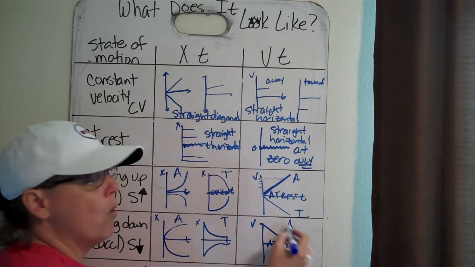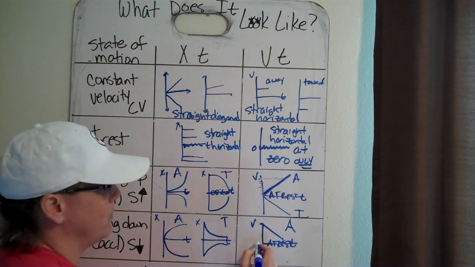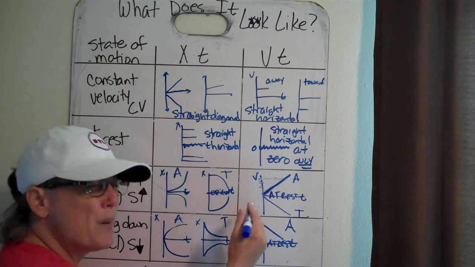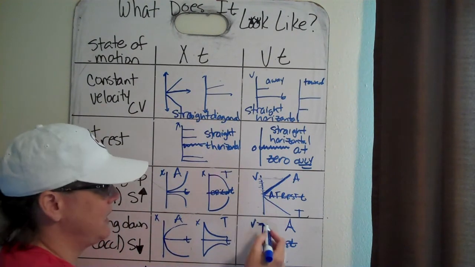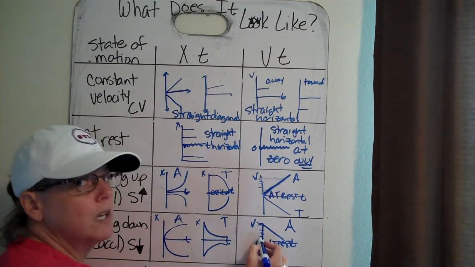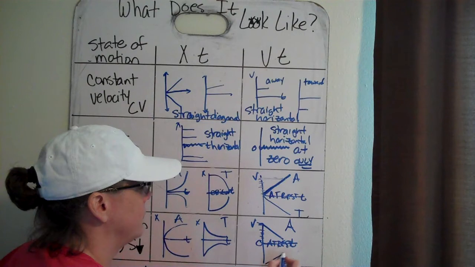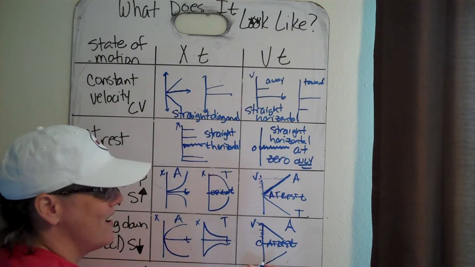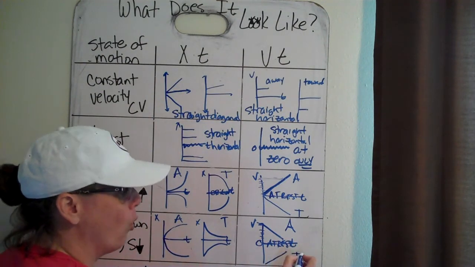So this is going away and it's slowing down. Remember, this is 0, so we start off with some magnitude of velocity, and as time goes on, it's losing speed and getting closer and closer to 0. So this is coming, slowing down, that's coming toward origin.